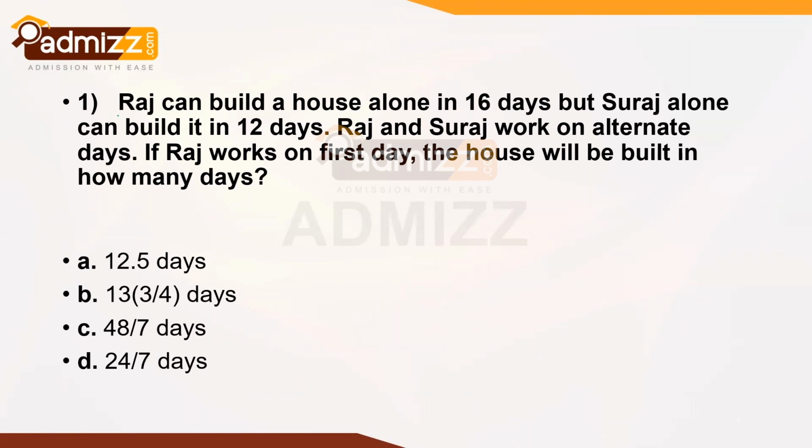So take a look at this. Raj can build a house alone in 16 days. In this sort of problem, you first have to find how much work is done in a day. In one day, Raj does 1/16 of work, because in 16 days he completes building the house. So in 1 day, he finishes 1/16 of the total work required to build the house.